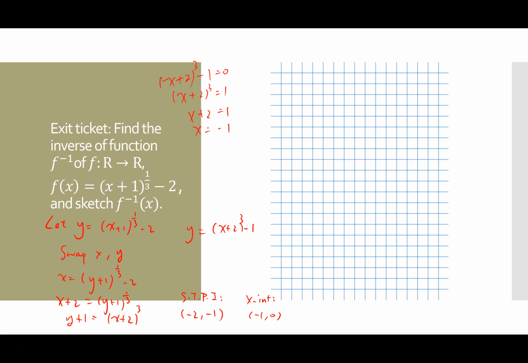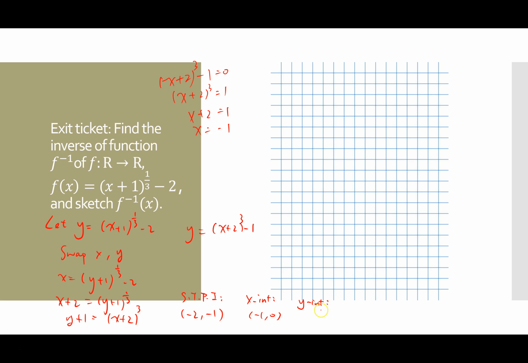Okay, and then you also need to find your y-intercept by making x equal to 0. So that will be (0 plus 2) to the power of 3 minus 1. Therefore, it's going to be 8 minus 1, and the answer is 7. So the y-intercept will therefore be (0, 7). And now you'll be able to sketch the graph. Okay.